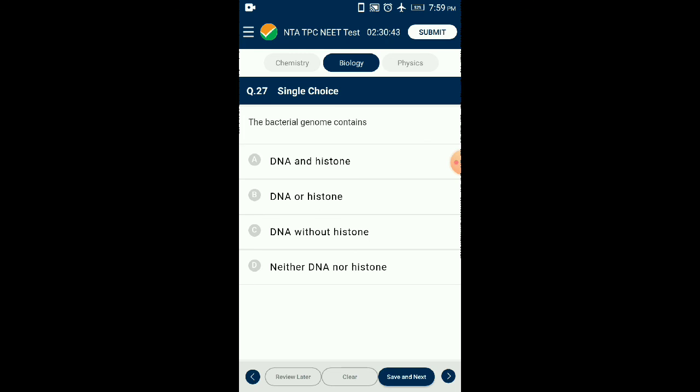Question number 27. The bacterial genome contains. Bacteria are ubiquitous prokaryotes. They occur anywhere, in water, in air, in soil, in all living organisms except the pits of volcanoes, deep strata of rocks, tops of high mountains, and blood of healthy animals. Some thermophilic bacteria can withstand the temperature up to 78 degrees Celsius. So the answer for this question is option C, DNA without histone.